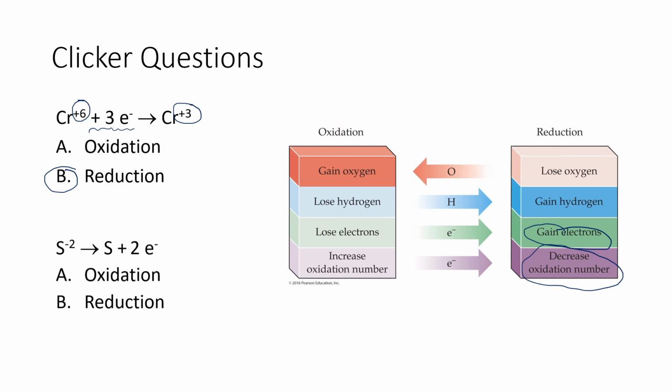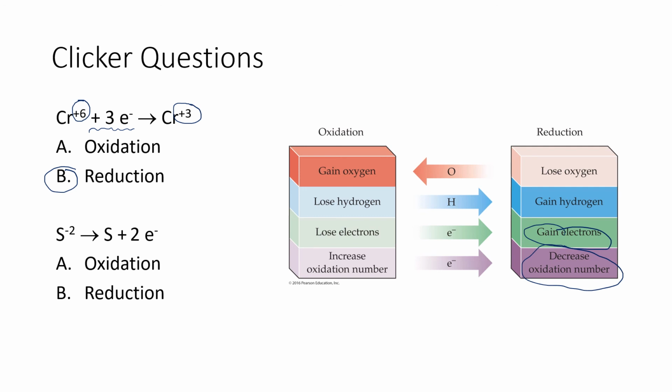Now, for our next question, what about sulfur -2 yields sulfur neutral plus 2 electrons? Okay, pause this for a moment, decide for yourself what it's going to be. Okay, so we have sulfur with a -2 oxidation number turning into sulfur with a 0 oxidation number. If there's no charge written, its charge is 0. So -2 increases to 0.